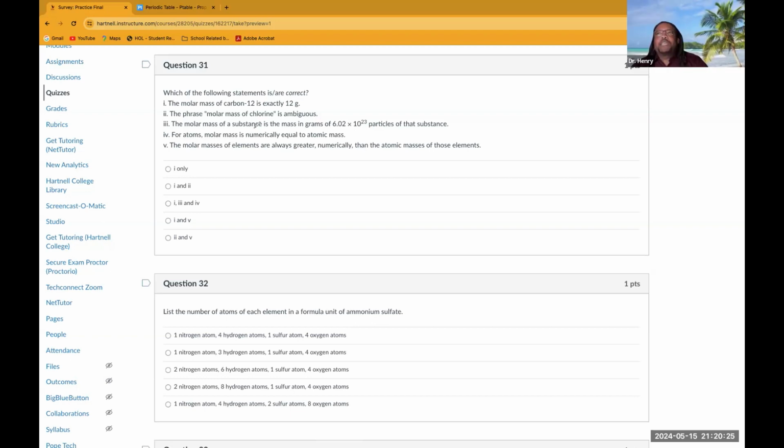So the molar mass of a substance is the mass in grams of 6.022 times 10 to the 23rd, so one mole is always going to be that. So the molar mass is going to be just C, because that's their option. So C is correct. Okay.